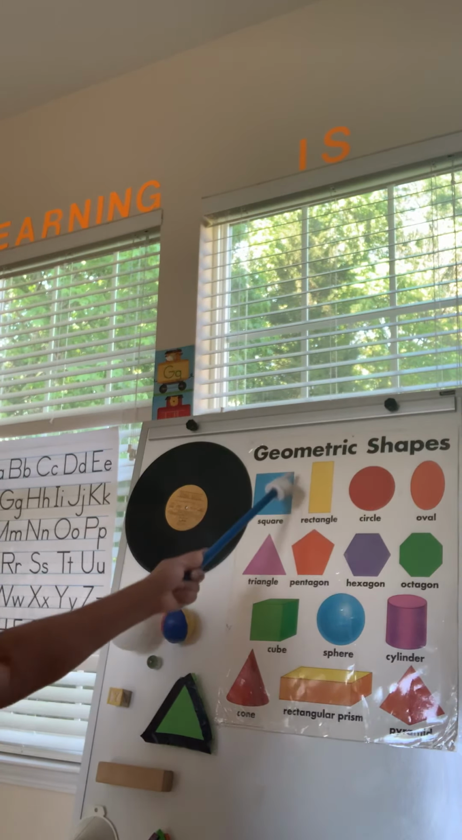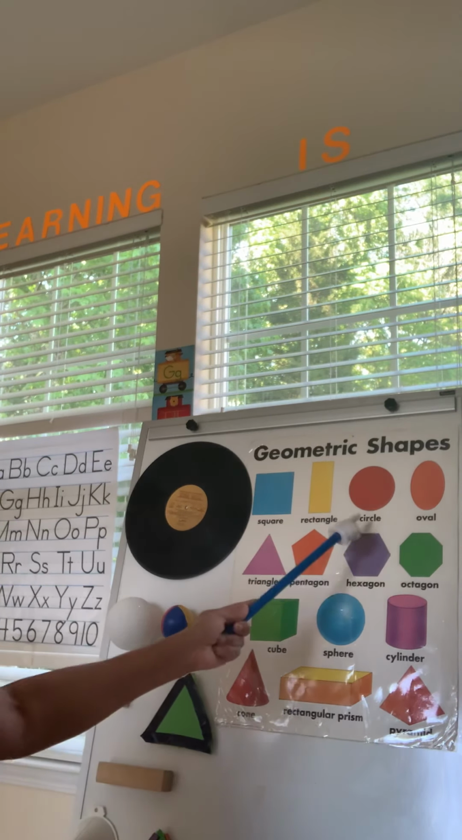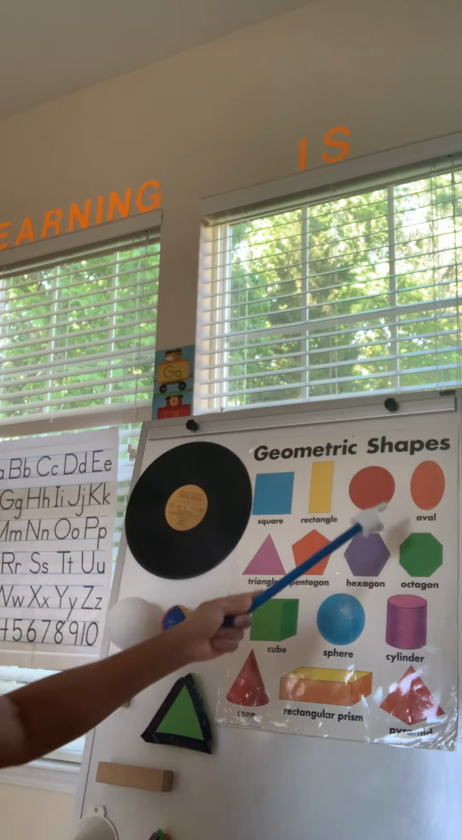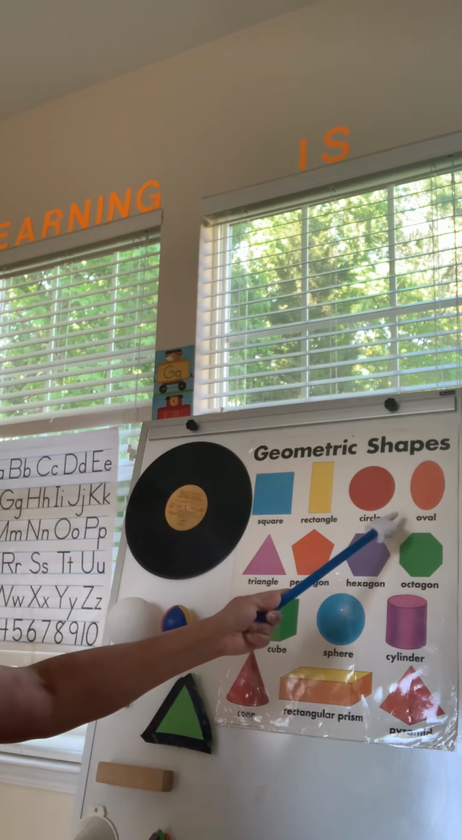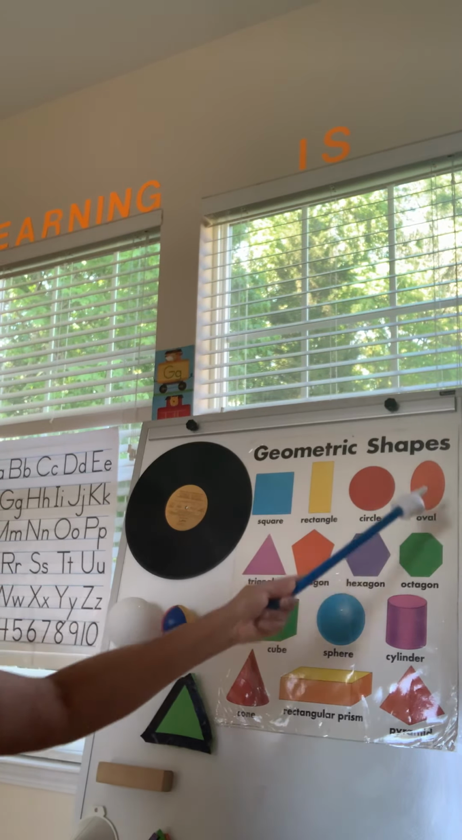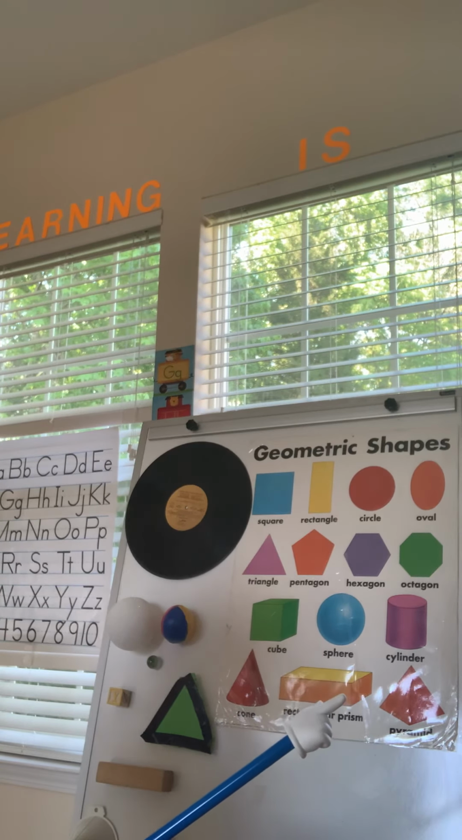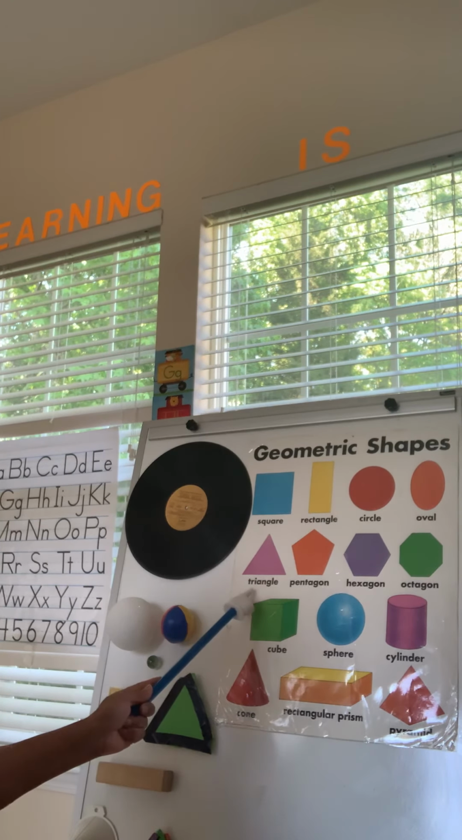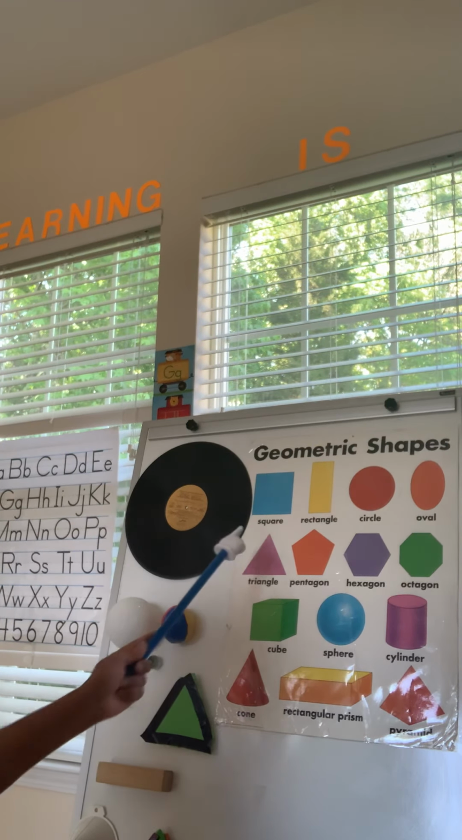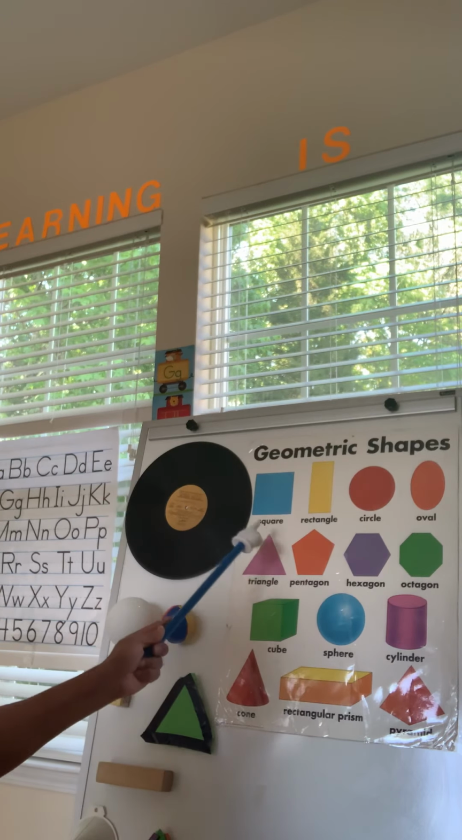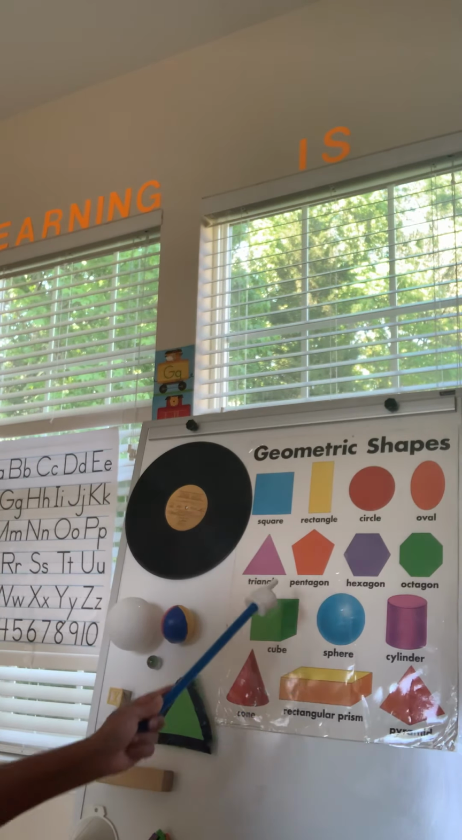A rectangle has 2 long sides and 2 short sides. A circle has no sides, it goes around. Then we have an oval that also has no sides and it goes around also. We have a triangle that has 3 equal sides and it has 3 corners. 1, 2, 3 corners. 1, 2, 3 sides, and it also has 3 points.